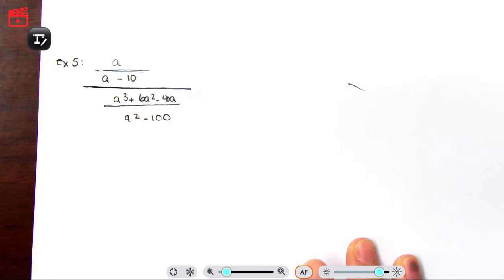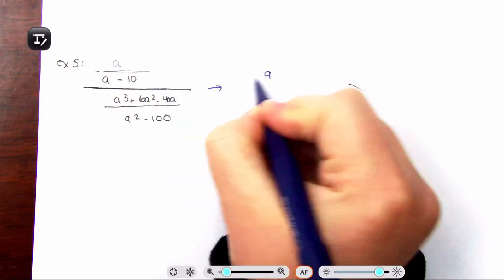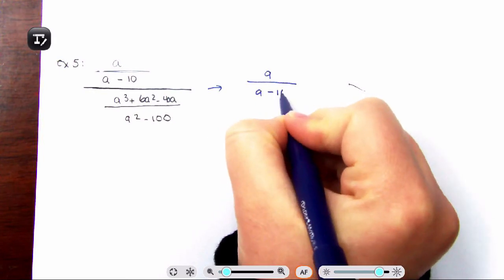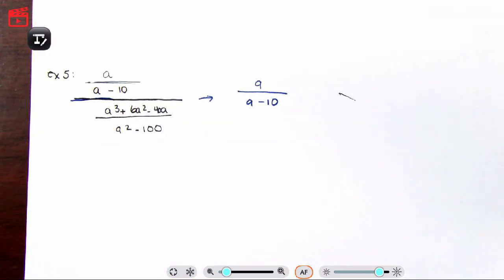Let's do one more. Now this one I wanted to show you because it looks really complicated. Trust me, I know how it looks. However, it's not. It really, truly is not that complicated. It just looks that way. This says a divided by a minus 10. This big old line right here, let me actually highlight it in a different color so you can see.